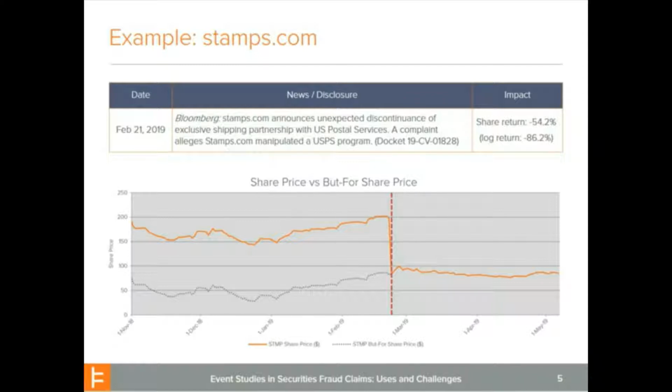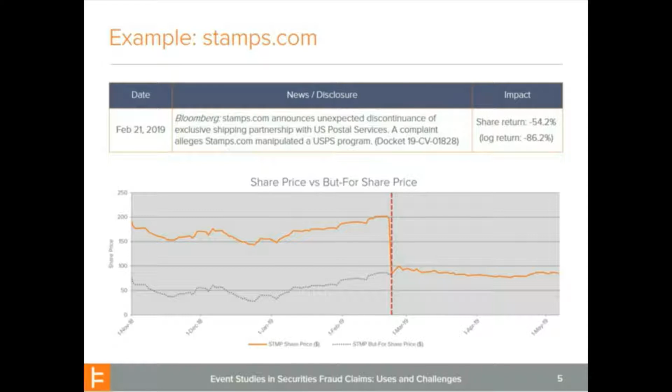So obviously, this understanding was responsible for a fair proportion of Stamps.com's share price. And you can see that there's a very clear, clean drop. At the moment that this information came out, the share price of Stamps.com drops from somewhere around $200 per share to about $100 per share. So it lost about half of its value overnight. We've recorded this in the top right-hand corner, the share return minus 54%. That's the loss in value that occurred at the moment of the disclosure.